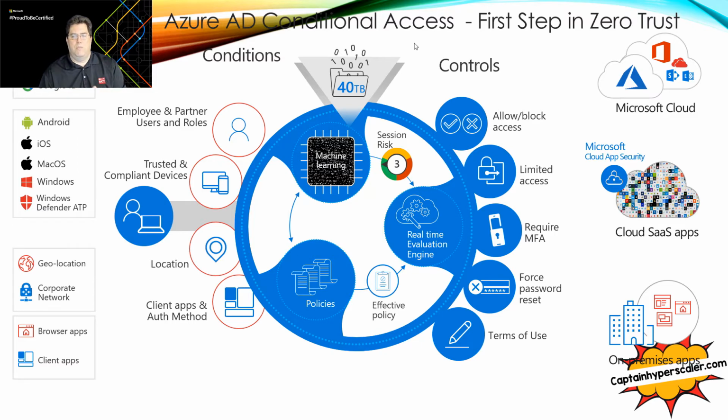And as I mentioned before, we can require multi-factor authentication. We can limit access to only certain applications. If we have applications that have sensitive data, we can block access to that while they're on that particular device. We can force password resets. We can just strictly block access if we want to, to both the Microsoft Cloud, to many different software as a service applications out on the cloud, as well as our on-premises applications if they're registered within Azure Active Directory.